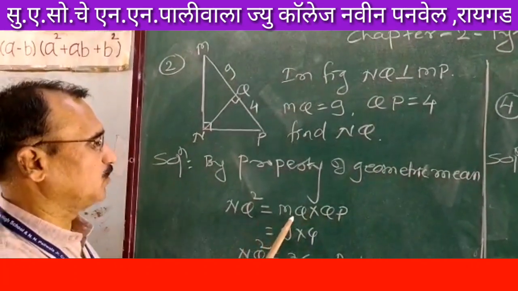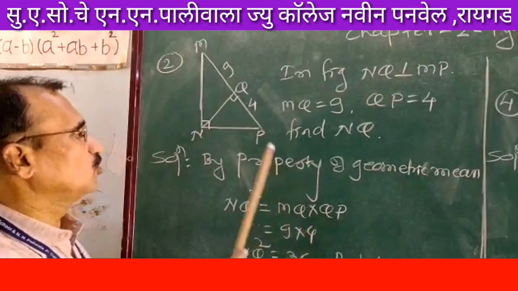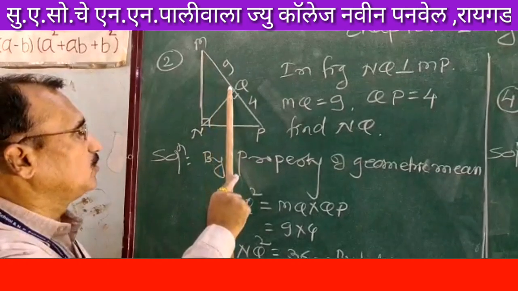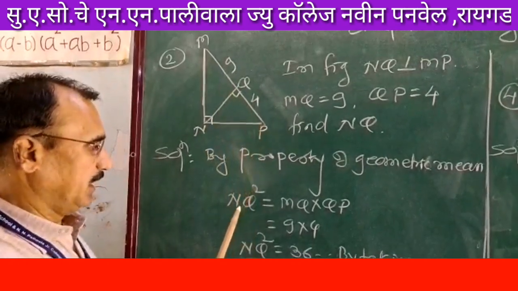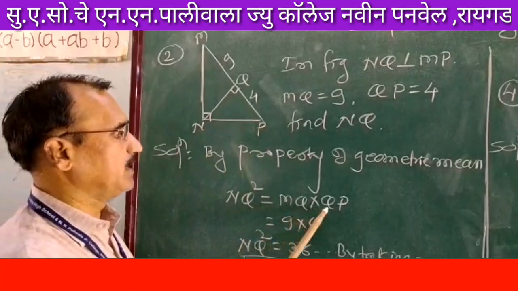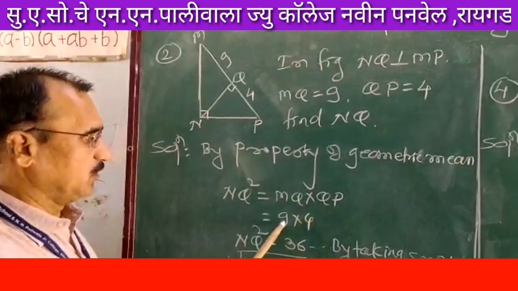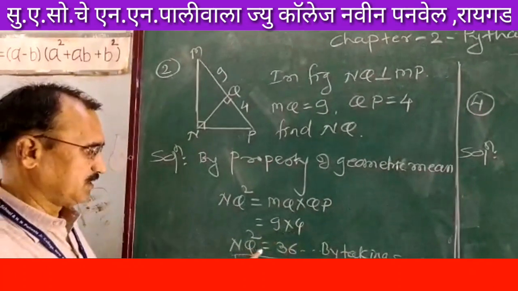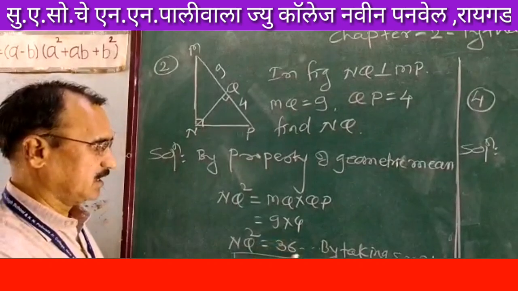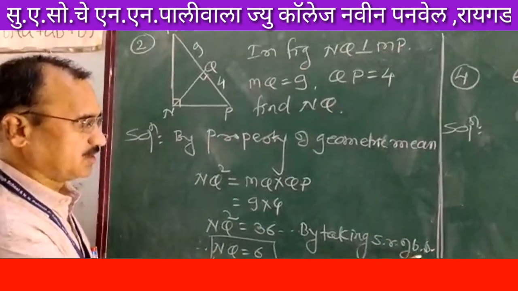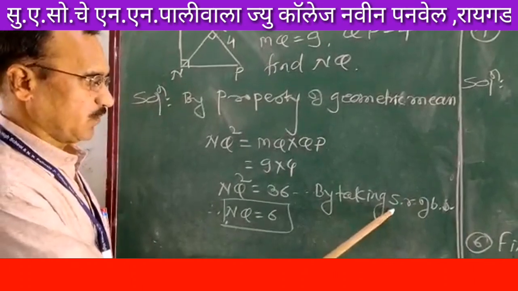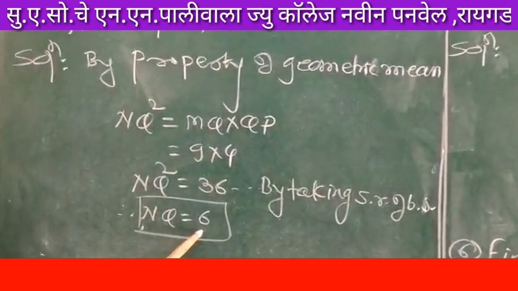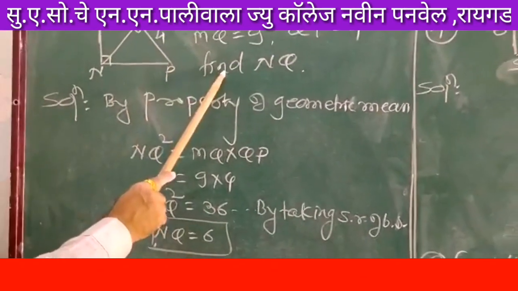NQ square is equal to MQ into QP. You know, student, this is the geometric mean of segments MQ and PQ. Now substitute the given values. MQ is 9, QP is 4, and therefore NQ square is equal to 9 fours are 36. Now by taking the square root of both sides, we get NQ is equal to 6. This is the required answer.